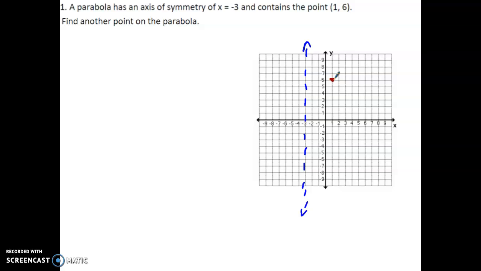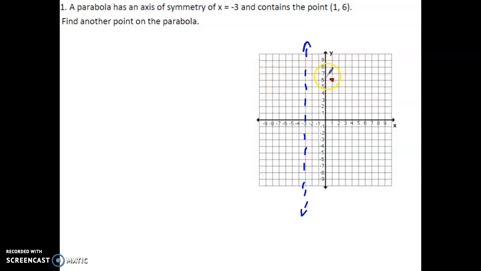Okay, so think about what the axis of symmetry does. It cuts the graph directly in half. If we folded the graph, it would go right over top of itself. So that means if I have a point over here on this side of the axis of symmetry, I should have a corresponding point over here on this side of the axis of symmetry.